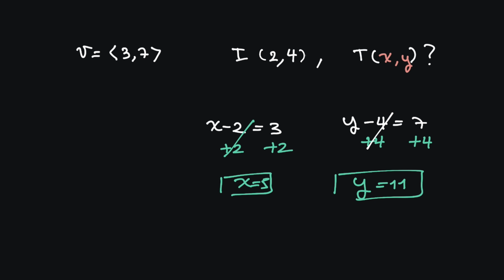So now we find that the terminal point must be 5 and 11. We can check if this is true really easily. 5 minus 2 is 3, 11 minus 4 is 7. So for this initial point, in this vector, the terminal point must be 5 and 11.